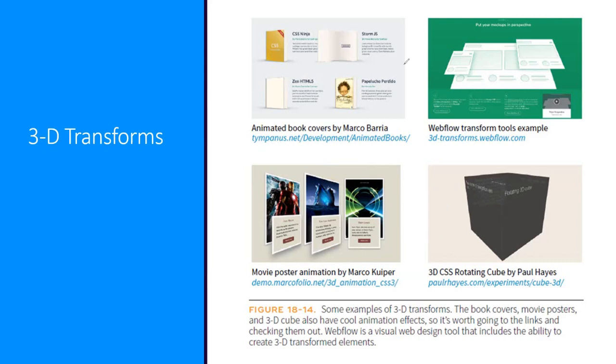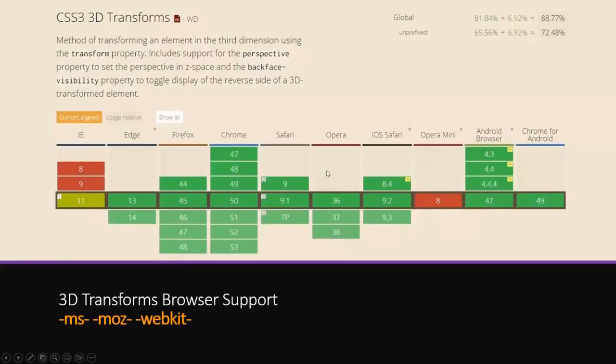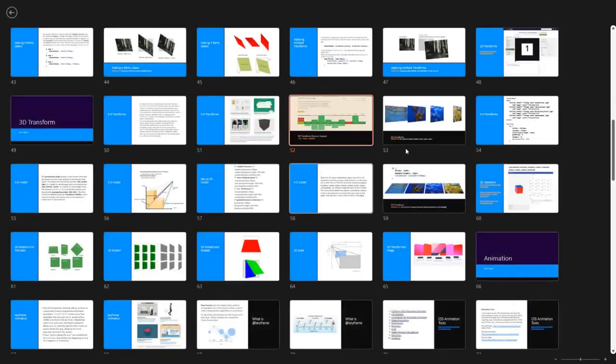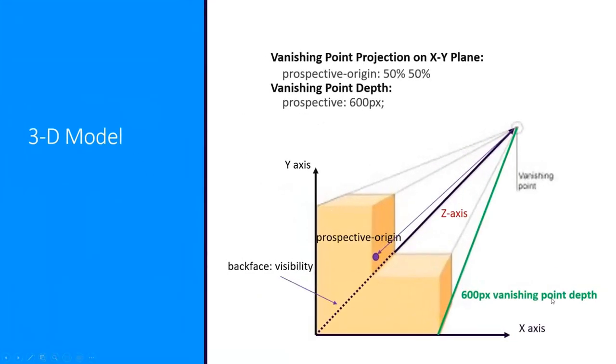In order to calculate that, this math is more complicated than the 2D one, okay? So the different browsers support different rotation, but we do not want to go into the deep detail there. What we want to learn is this 3D model.